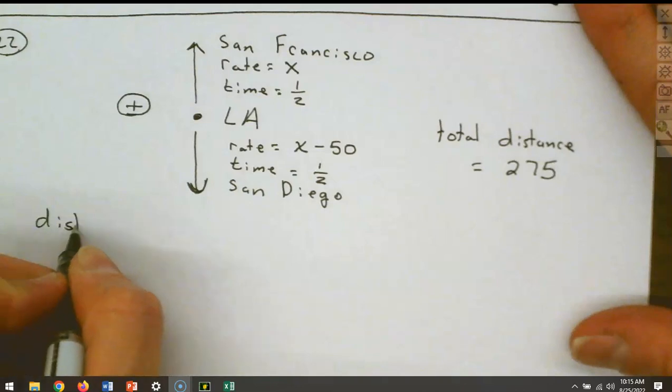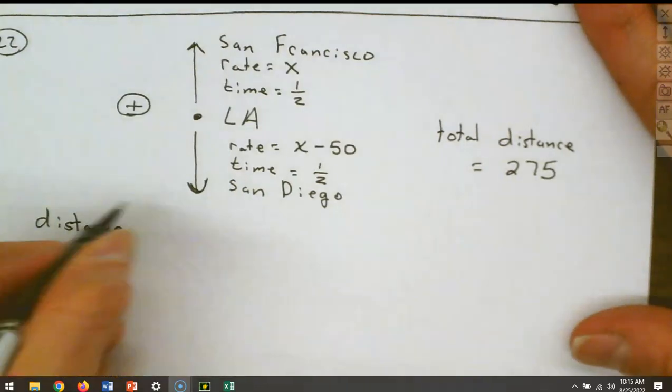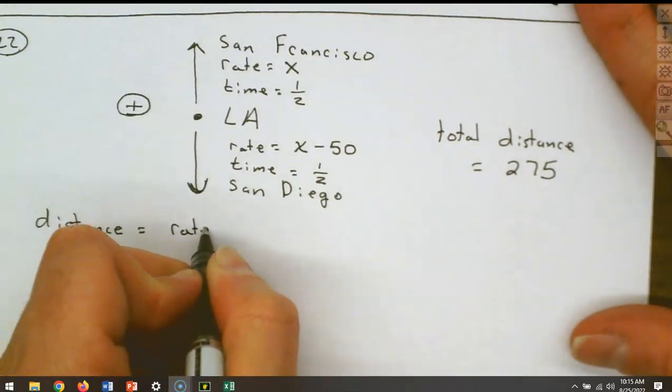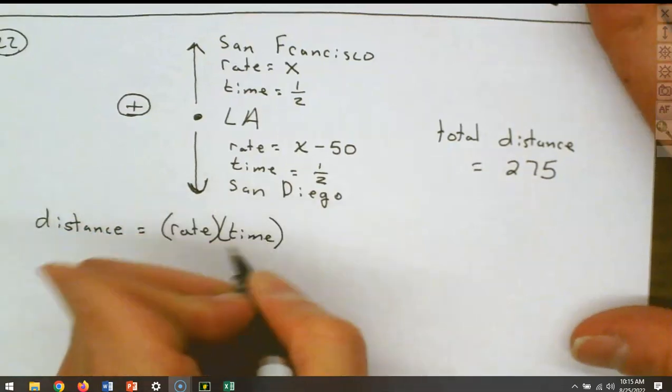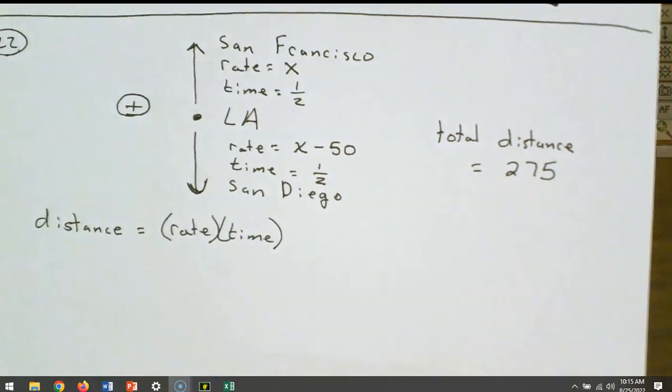Again, distance is the rate times the time. So rate times that time is the distance.